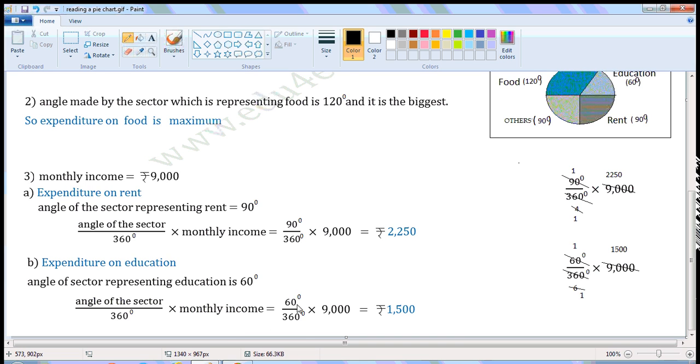That is equal to 60 degrees by 360 degrees into rupees 9,000. When simplified, we get rupees 1,500. So, expenditure on education is rupees 1,500.